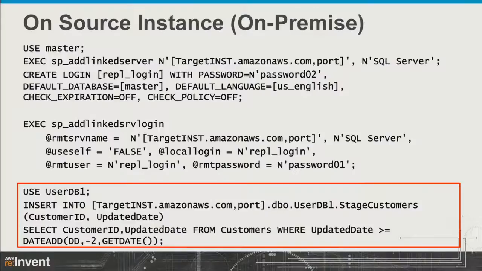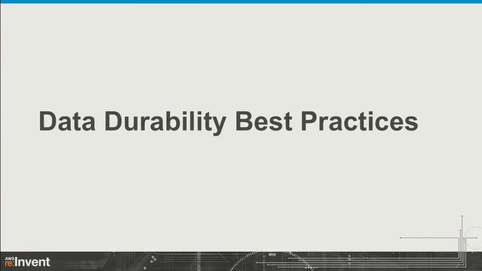The first part will be the name of the linked server in my source database. Then I'll have the database, the schema, and the name of the table. So this simple script will allow you to create linked servers and allow you to do ongoing replication with a switchover.